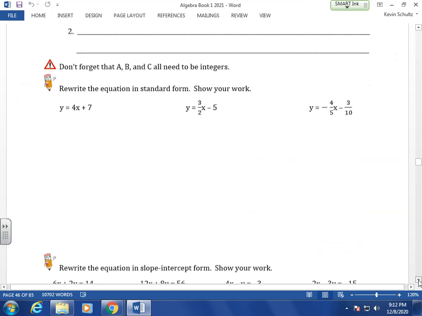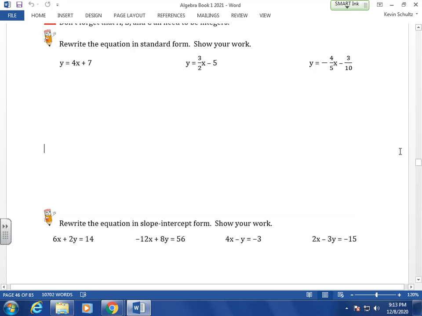So the first one here, it says write the equation in standard form, show your work. y equals 4x plus 7. In the spirit of Christmas, the first one that we're going to do together actually doesn't have any fractions at all. Happy day. We don't have to multiply by anything because there are no denominators to work with here. So we can skip step 1 and move directly to step 2, which is move that x term over to the other side.